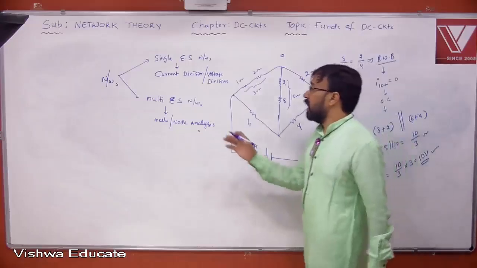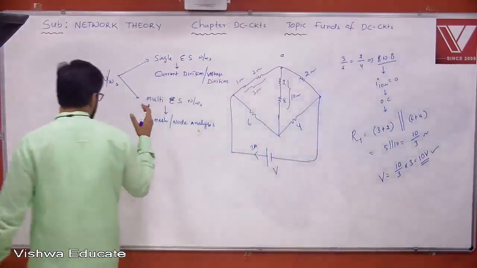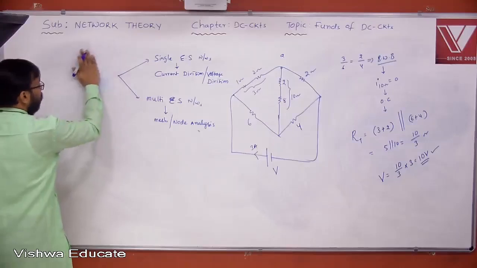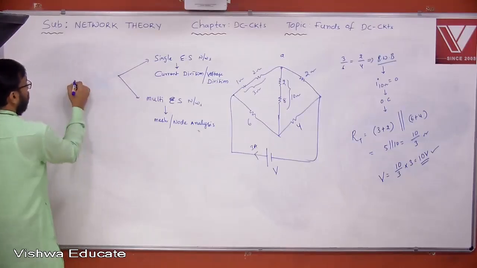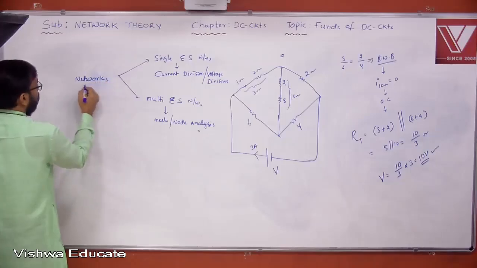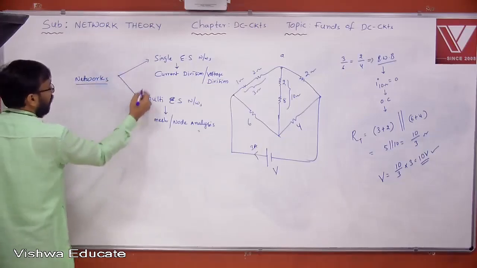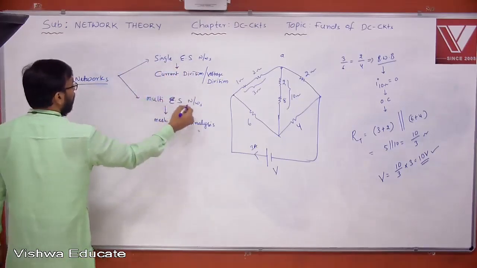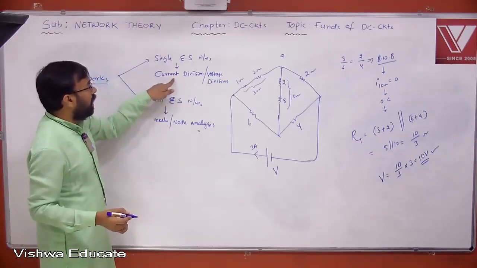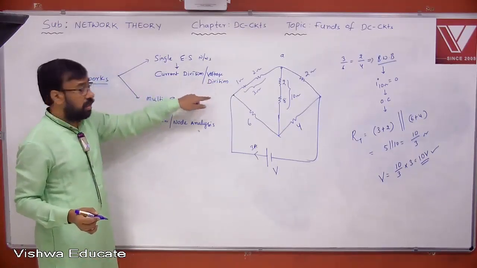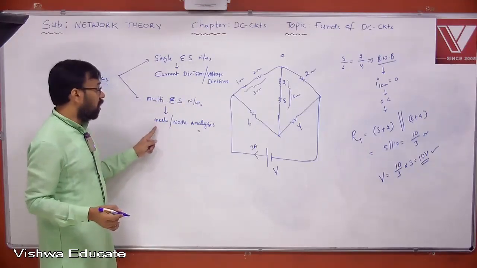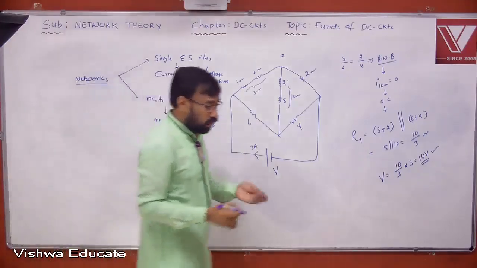So networks are divided into two categories. Let me write clearly the classification of networks. Networks are of two types: single energy source networks, multi-energy source networks. Single energy source networks are usually solved by current division and voltage division. Multi-energy source networks can be solved using what? Mesh analysis and node analysis. Please note down that quickly.